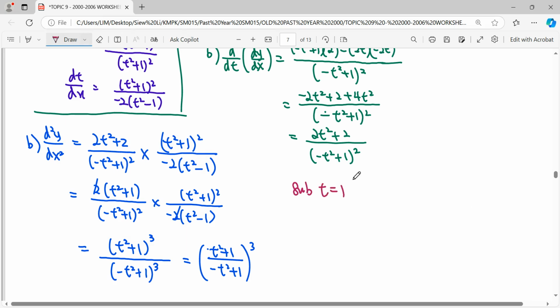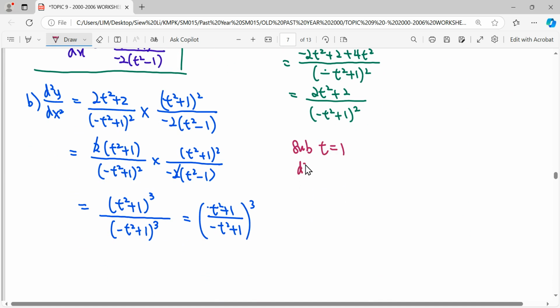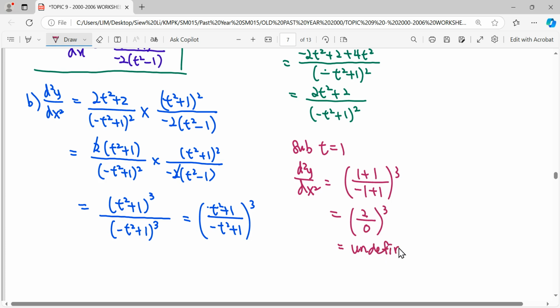Then we're going to substitute t equals 1, as the question says. So d²y/dx², when we substitute 1: 1 squared plus 1 in the numerator, and denominator negative 1 plus 1 cubed. You can notice here, when you press the calculator, it gives you a math error. Why? Because we are doing 2 over 0 to the power of 3. When the denominator equals 0, this question will be undefined. So that's all for this.